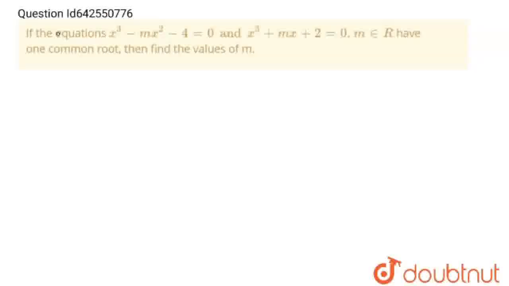Hello students, question is: if the equations x cube minus mx square minus 4 equals 0 and x cube plus mx plus 2 equals 0, where m belongs to R, have one common root, then find the values of m. So let's solve this problem.